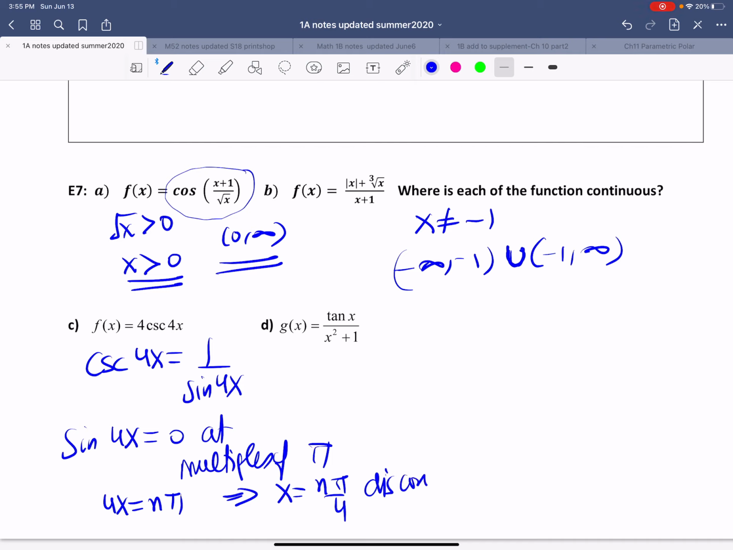So we have discontinuities at multiples of pi over 4. All the multiples of pi over 4, we have discontinuities. Other than that, this function is continuous everywhere. But at the multiples of pi over 4, this function is not continuous. Okay, let's check out the next example.